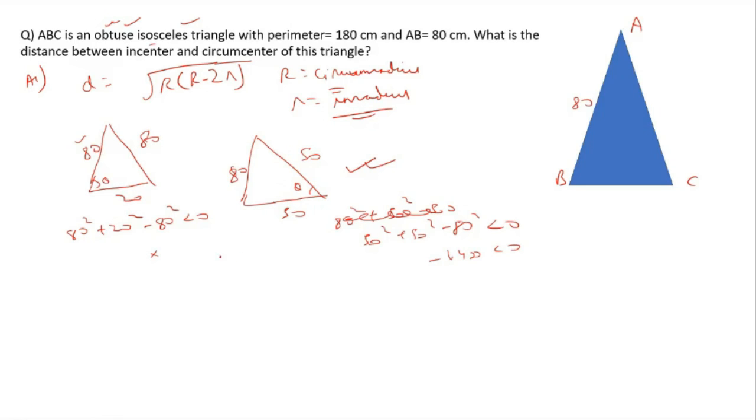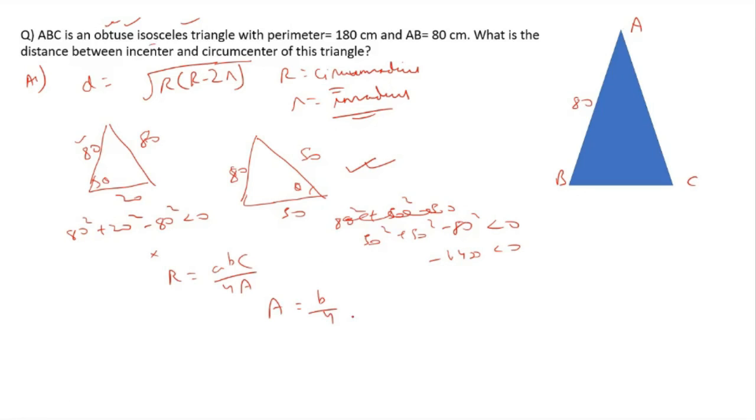Okay. What do we need for this distance? We need capital R, small r. So we know the formula for both. We can calculate. Capital R is abc by 4 into area. We know the sides, so we can calculate the area. Again, area for an isosceles triangle you can calculate by Heron's formula. That will also give you the right answer.